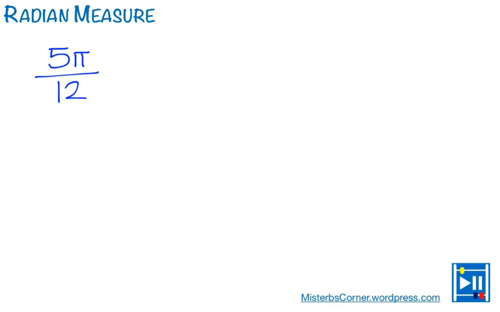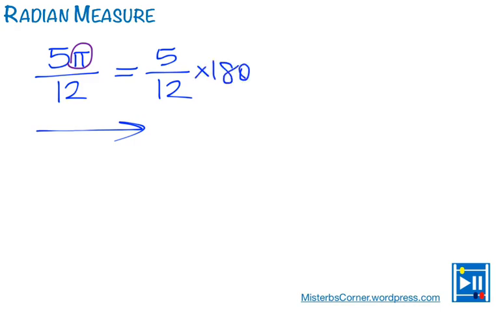So to be able to convert from radians to degrees, basically you're going to do this. 5 over 12 is your fraction. We know that pi is 180 degrees, so we will multiply the fraction by 180, getting 75 degrees. So this is an acute angle, right?